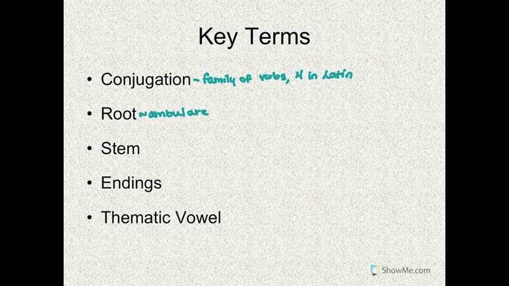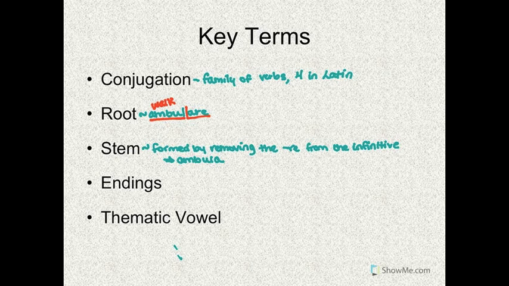The ARE ending shows that it's first conjugation, but the meaning is indicated by these 5 letters, ambul. This shows that the verb means walk, and so this is our root. Next, we have the stem. The stem is formed by removing the RE from the infinitive. So for our verb ambulo, ambulare, our stem is ambula. And this has 2 components, our root ambul and then our thematic vowel A. Together they make the stem.